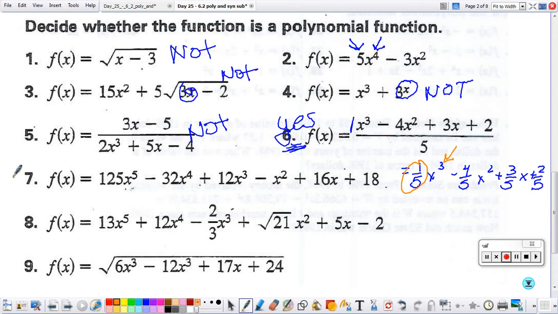Okay, 7 is a polynomial. It's already in standard form, so 5 is the degree, and 125 is the leading coefficient. 8 is also a polynomial. The square root here is just on the coefficient, so that's okay. 5 is the degree, 13 is the leading coefficient. And lastly, number 9, that is not a polynomial because of the square root.